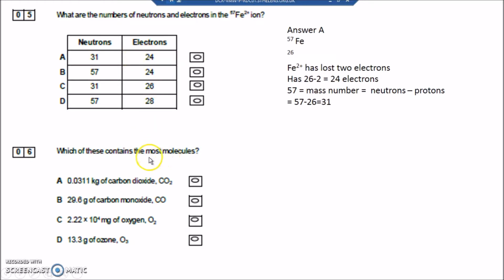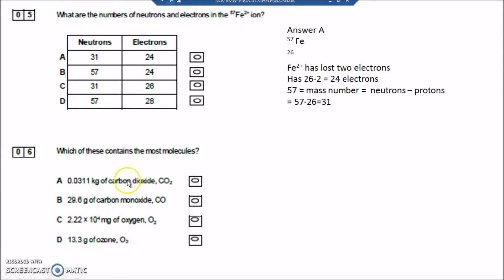Which of these contains the most number of molecules? We've got masses, and we've got the formula of each, so we can work out Mr, and we can work out the number of moles of each. The number of molecules is the number of moles multiplied by Avogadro's number. We could multiply each of them by Avogadro's number, but we're doing the same thing to each of them. So whichever is the most number of moles is also the most number of molecules. We don't actually have to calculate the number of molecules to work out which would be the most. So whichever one's got the most number of moles, when we multiply by Avogadro's number, would also give the largest value.